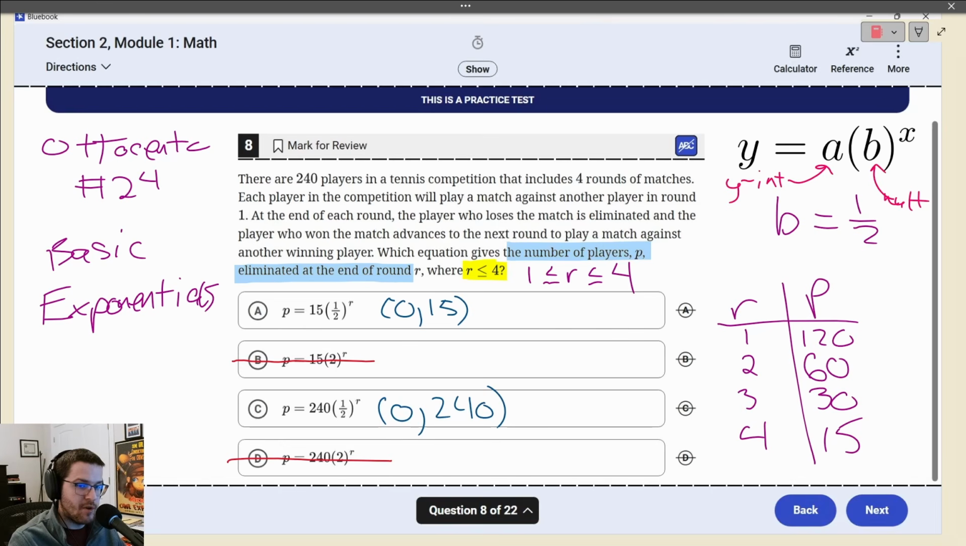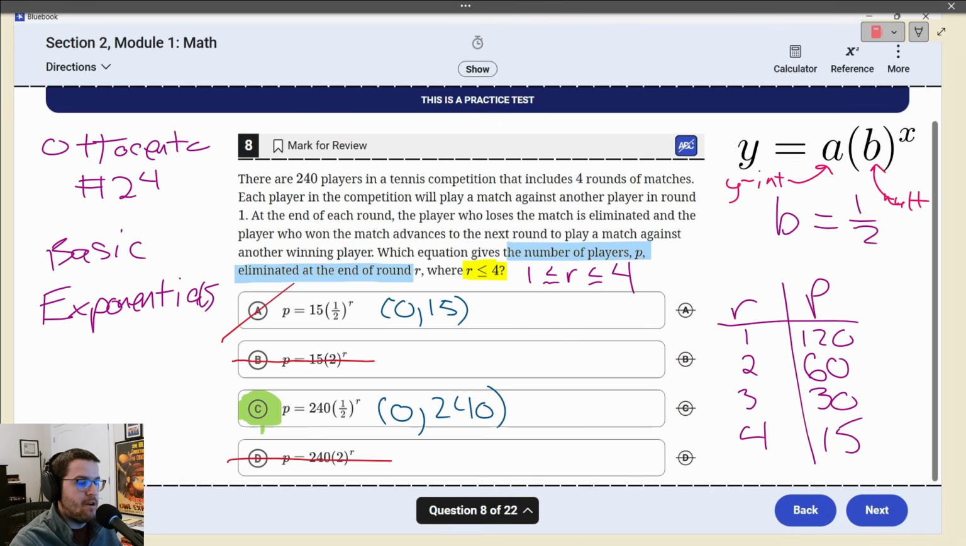Right? Because the 120 people are getting knocked out in the first round. If I plug in 1 into choice A, I get 15 times 1/2 to the 1. In other words, just 15 times 1/2. I'm getting 7.5. That can't be. We're not going to knock out 7.5 people. So A is definitely wrong.